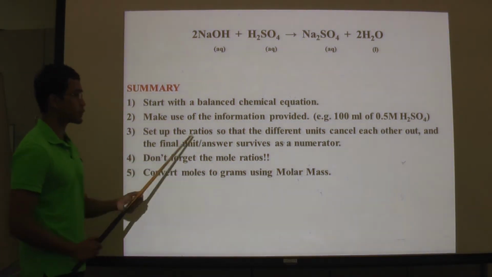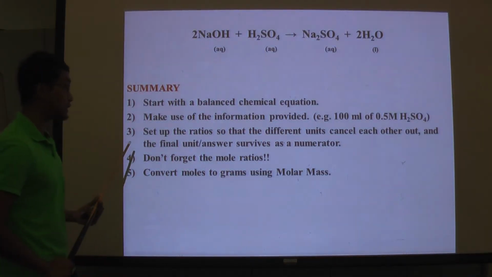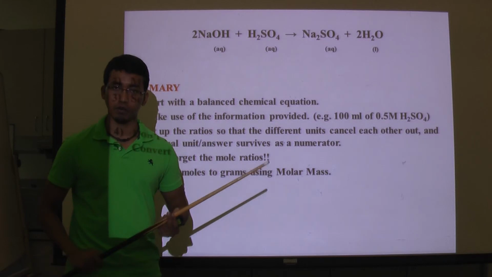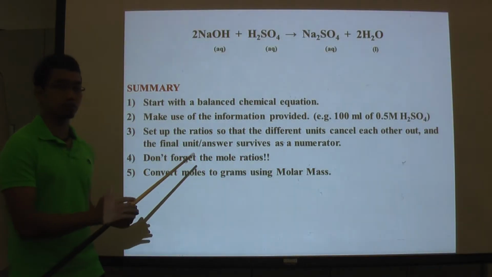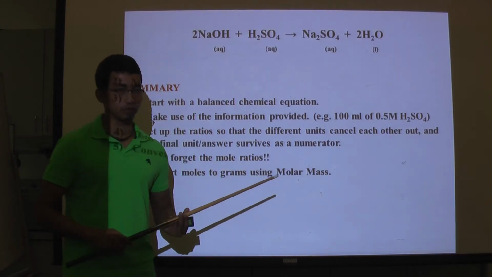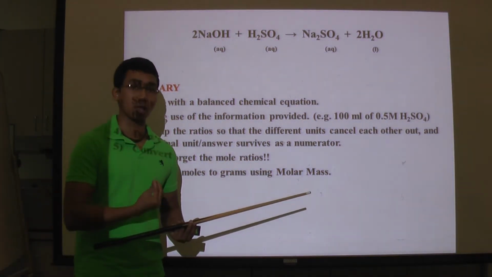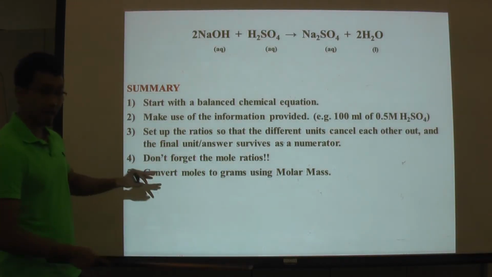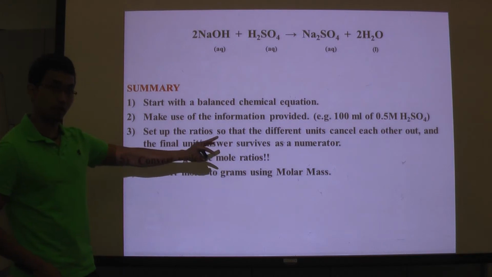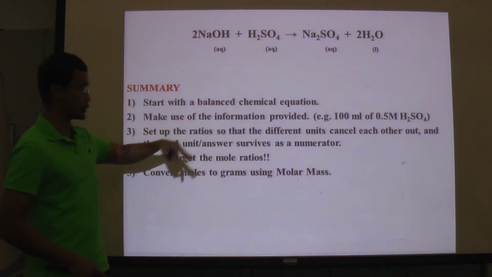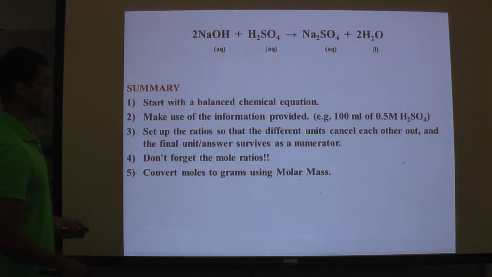Number 3, set up the ratios so that the different units cancel each other out, and the final unit or answer survives as the numerator. We have already seen that. In problem 1, our final answer was in terms of moles of sodium sulfate, and in the second problem, our final answer was in terms of grams of sodium hydroxide. So we had to keep moles of sodium sulfate as well as grams of sodium hydroxide at the numerator so that it survives as the final answer.